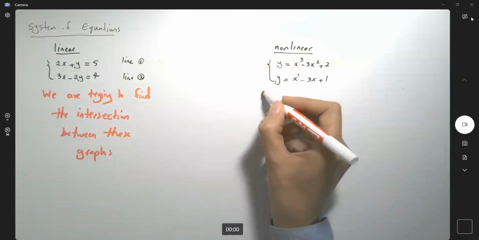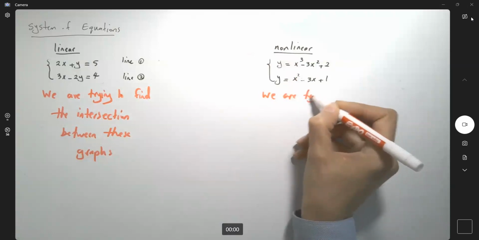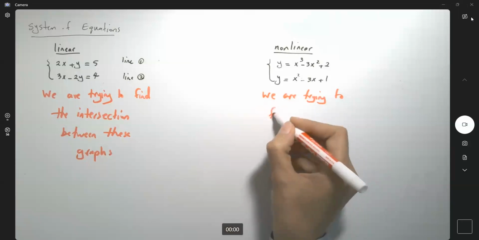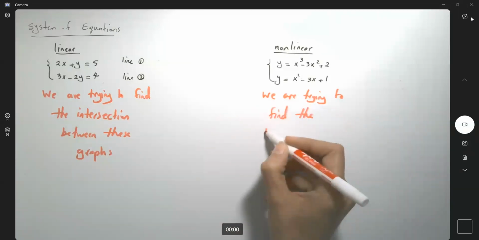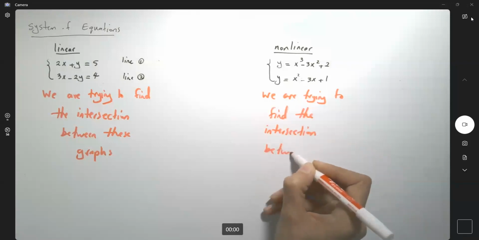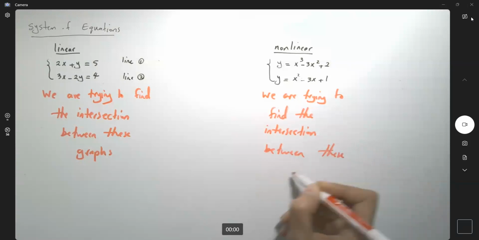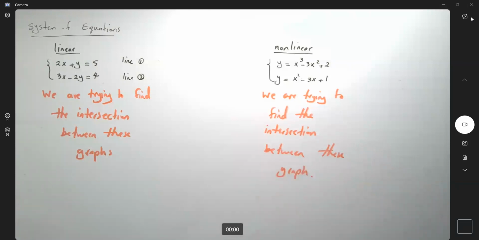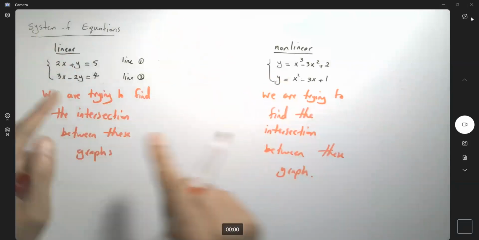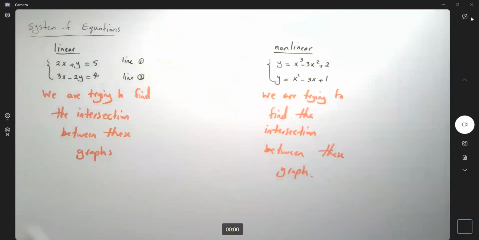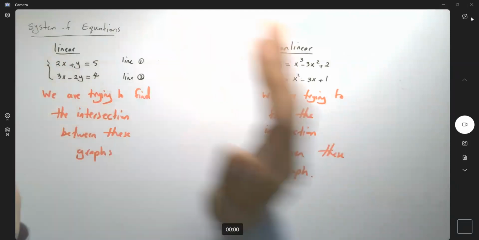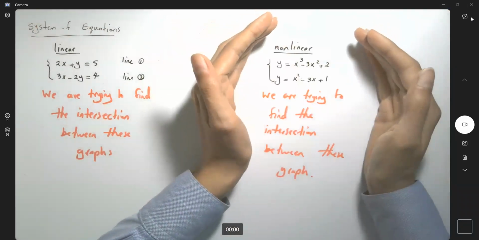Again, we are trying to find the intersection between these graphs. So when I ask you to solve a system of equations, either linear or non-linear equations, I'm asking you to find the intersection between these two lines, also find the intersection between these two graphs.